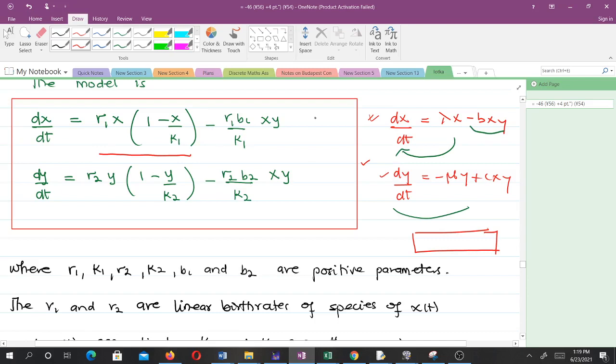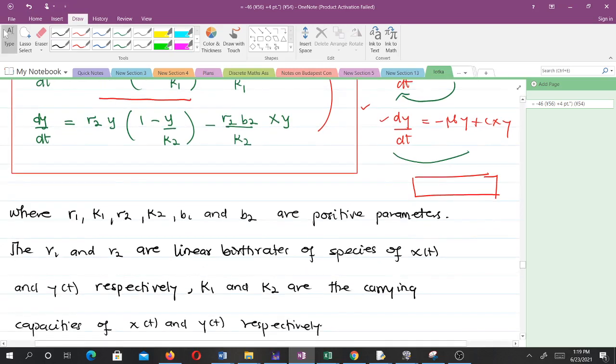So this model here is what we call the competition model. The parameters r1, k1, r2, k2, b1 and b2 are positive parameters, so we have 6 of them. And r1 and r2 are linear birth rates of species x and y respectively.